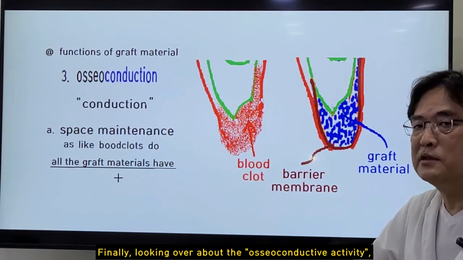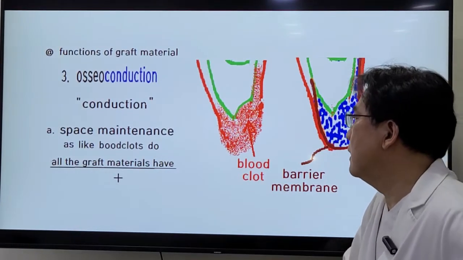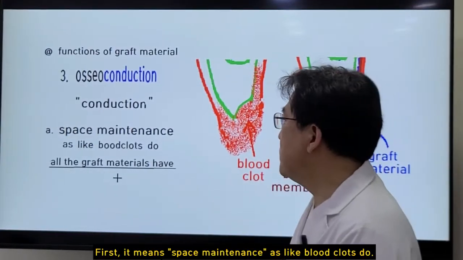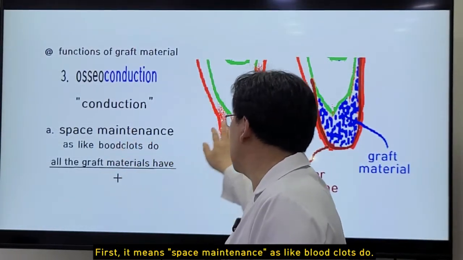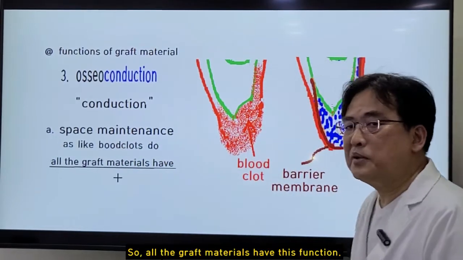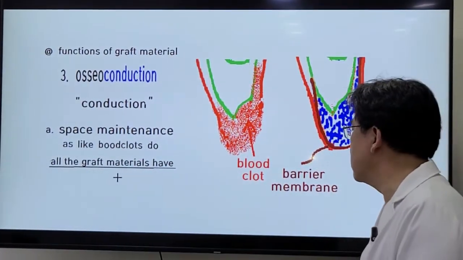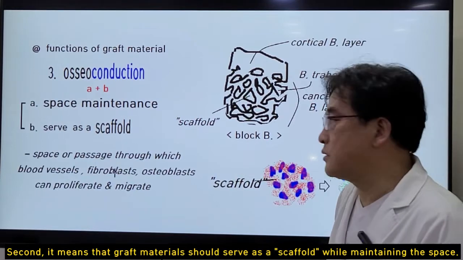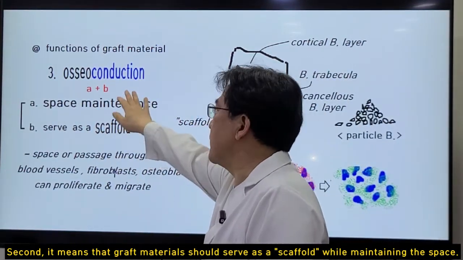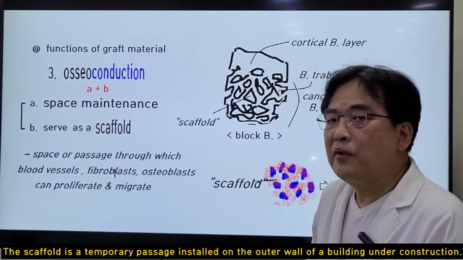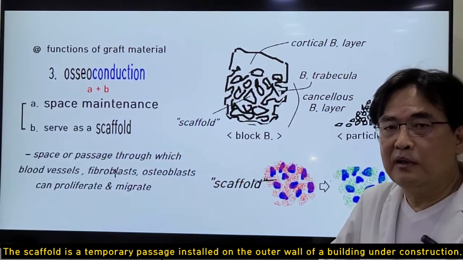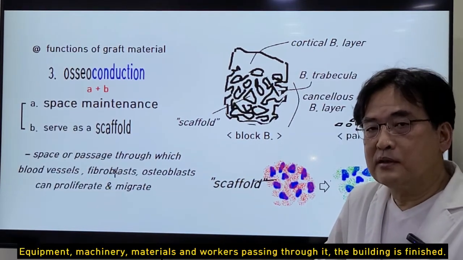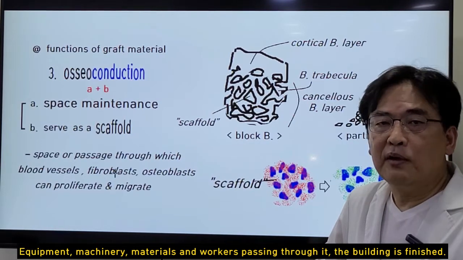Finally, looking at osteoconductive activity, the term conduction has two meanings. First, it means space maintenance, as blood clots do. So all the graft materials have this function. Second, it means that the grafted material should serve as a scaffold while maintaining space. A scaffold is a temporary passage installed outside a building under construction. Equipment, machinery, materials, and workers pass through it until the building is finished.